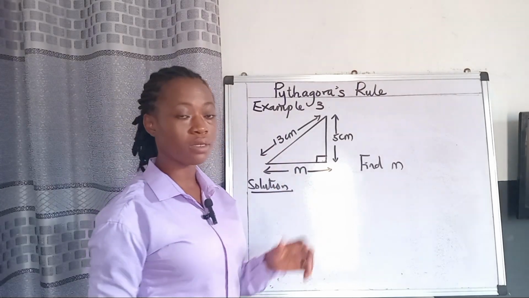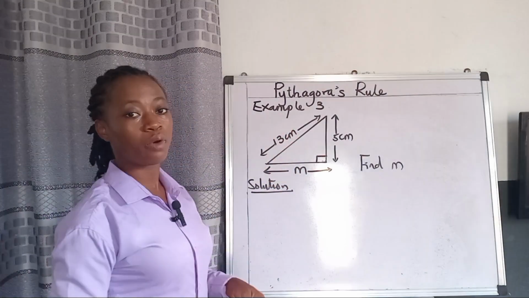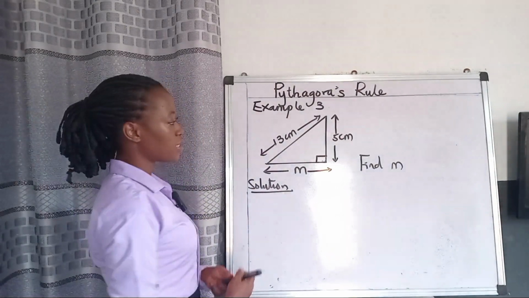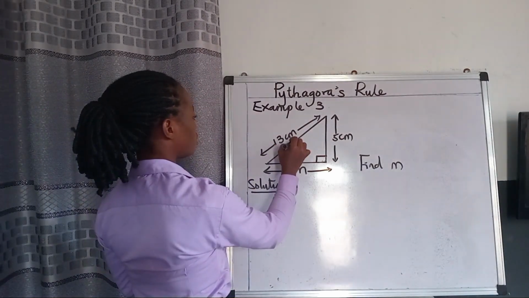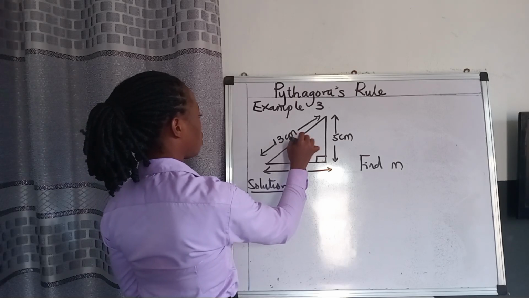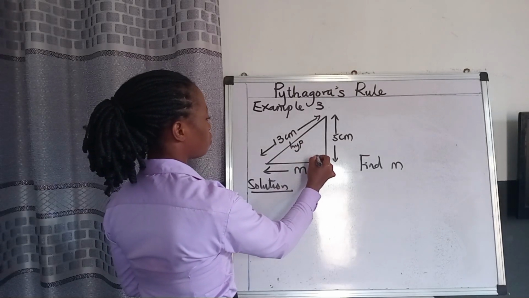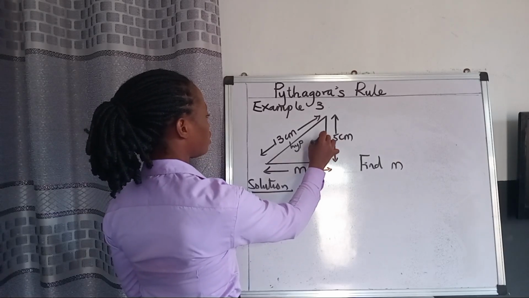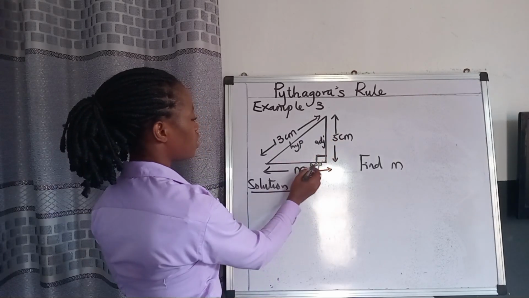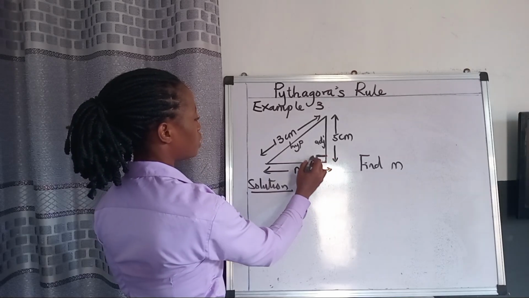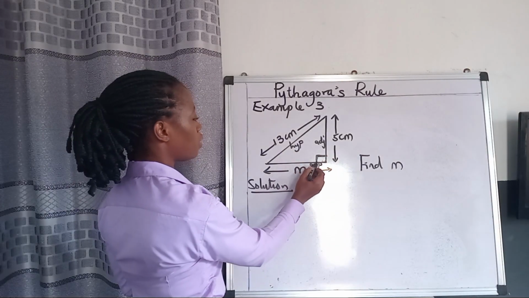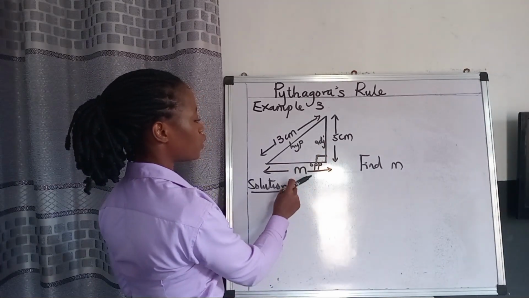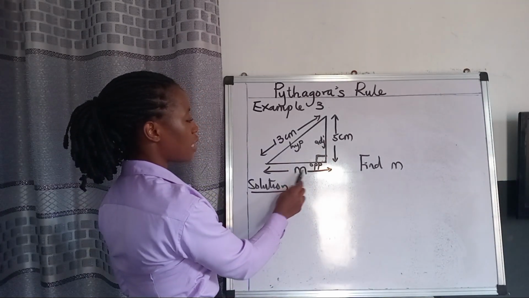This is example 3. Now this is another shape of right angle triangle. All right, and in this case, this is our hypotenuse. Here is our opposite, and here is the adjacent. So this is the opposite, the side where the hypotenuse is facing. And here is the adjacent. So looking at this, we're looking for m, and m is the opposite.